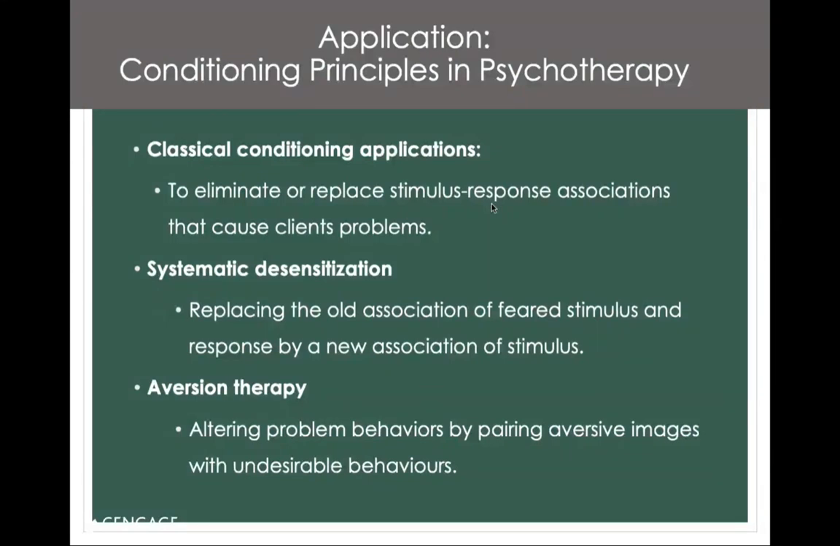Aversion therapy is where you're altering problem behaviors by pairing aversive images with undesirable behaviors. So remember the whole homophobic movement, where people were like, oh, homosexuality is not a healthy way of living. And so they started giving people pills which made them feel really gross every time they had such thoughts, hoping that their natural sexual desires would be clubbed with something aversive. So it really messed up the system, because aversion therapy was very infamous for these types of treatments. And only because homosexuality comes from a natural place and you're not going to mess with something that's natural, but it was messed with. And this is just one example.